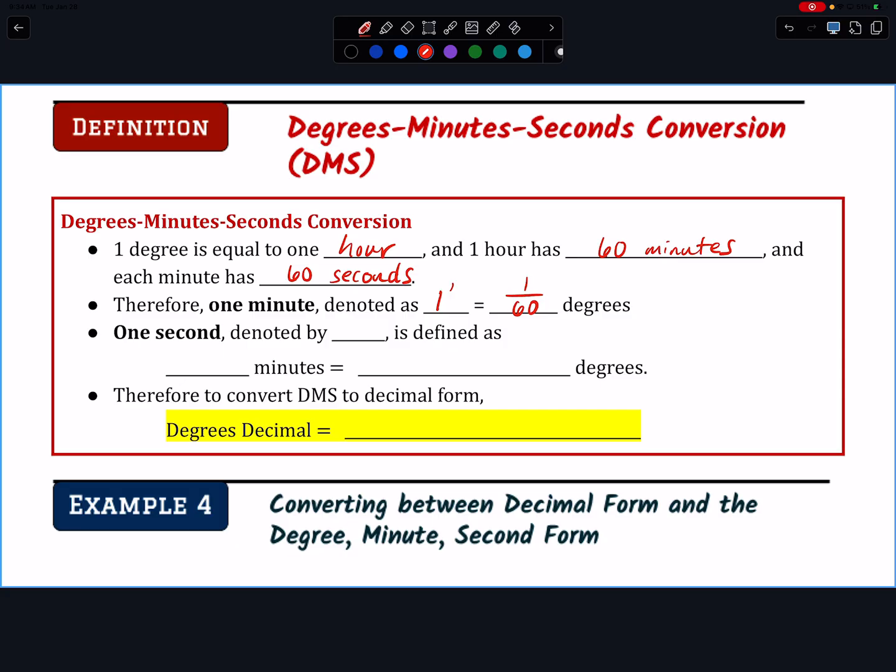1 second, therefore, is denoted by 1 double prime with 2 apostrophes. So then 1 second is 1/60th of a minute. So then to figure out what that is in degrees, we would multiply these fractions. So 1 second is 1/60th of 1/60th, which is what? What's 60 times 60? 3,600?